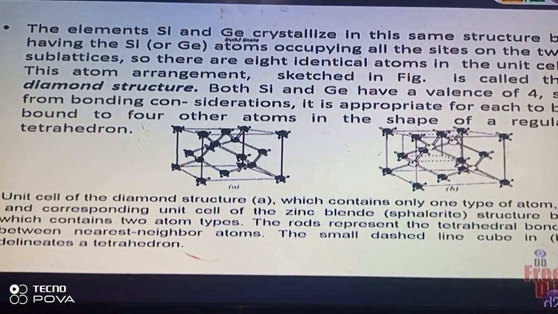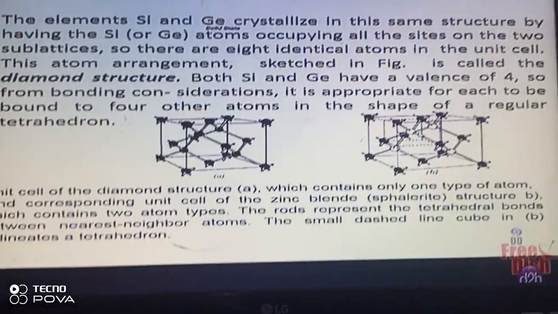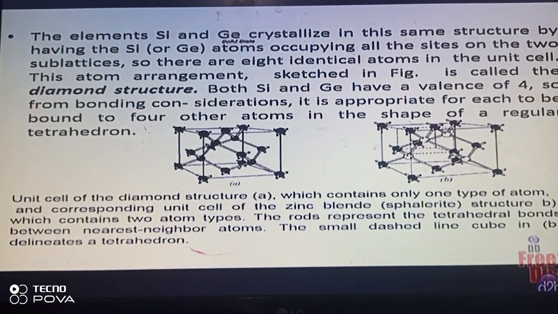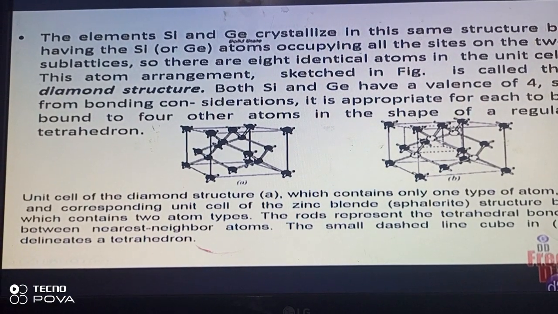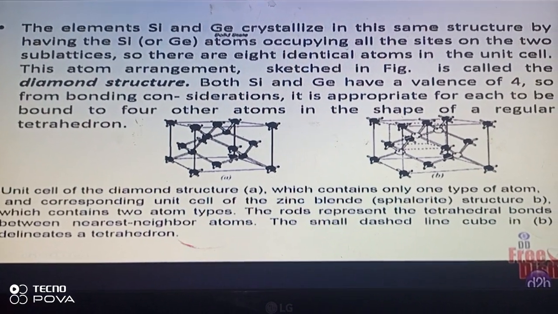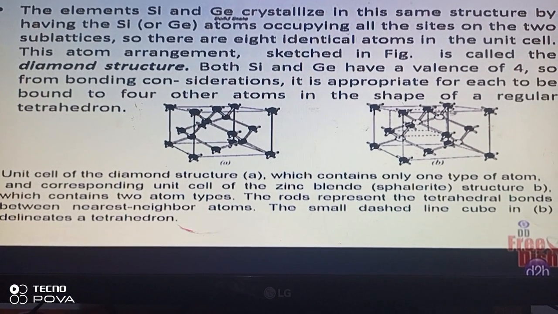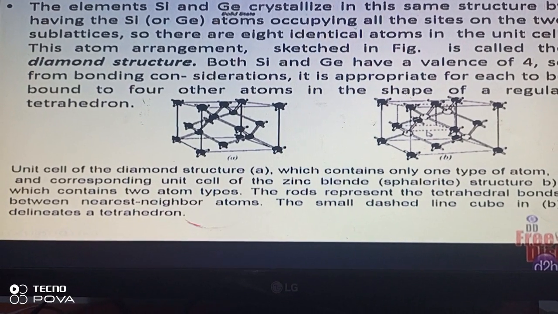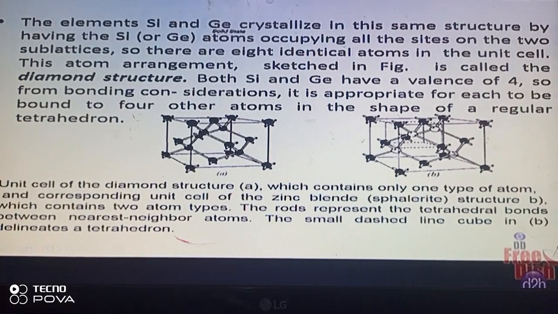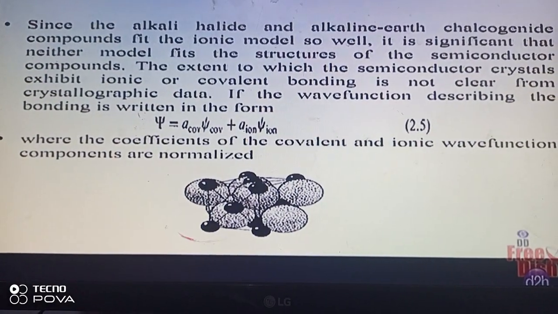Tetrahedral bonds between the nearest atoms, or nearest neighbor atoms. So this is the nearest neighbor atom and this is the nearest neighbor atom. The rods here represent the tetrahedral bonds, and the small dashed lines delineate a tetrahedron as shown in the figure.